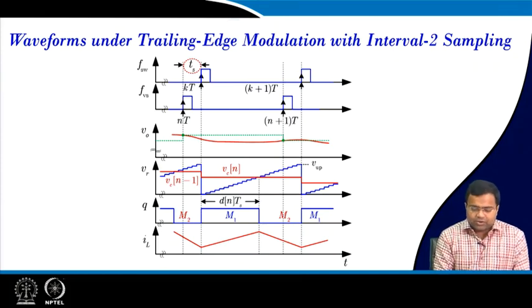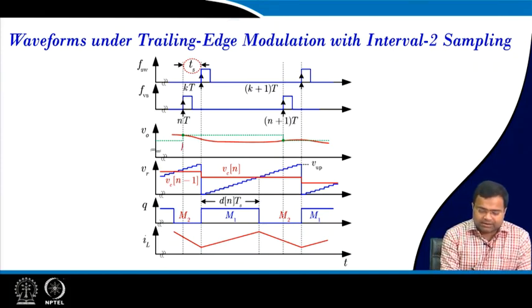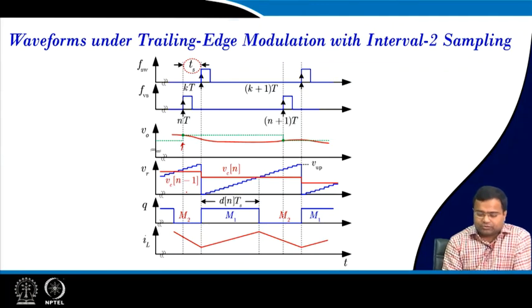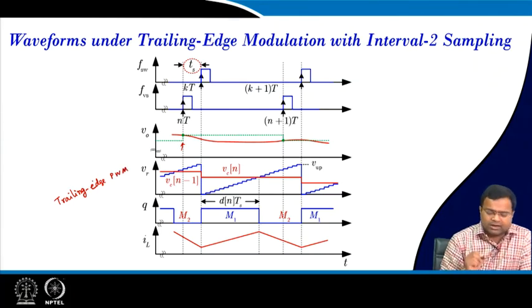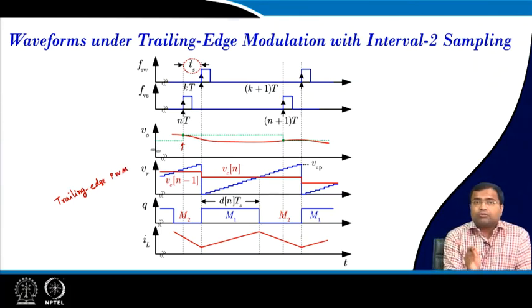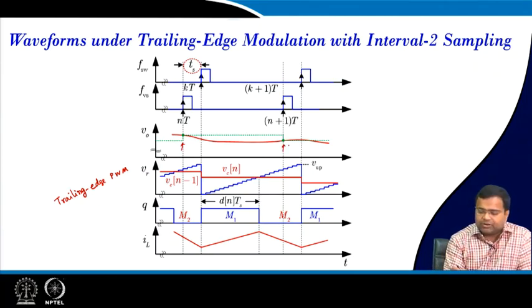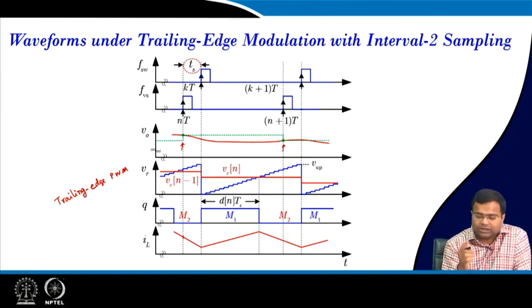How does it work? We will take the output voltage sample right here. We will take the sample somewhat earlier than the actual switch turn-on, because we are talking about trailing edge modulation, so this is under trailing edge PWM. Under this modulation we want to take the sample earlier than the switch is turned on, and that is why it is called interval 2, because we are taking the sample during the switch off time, which is mode 2.